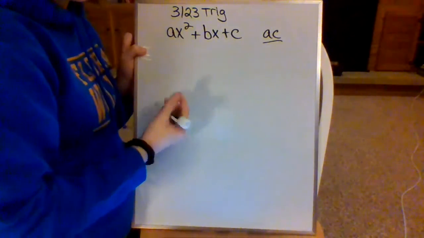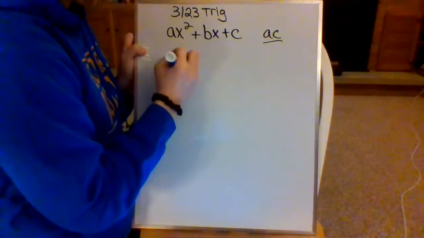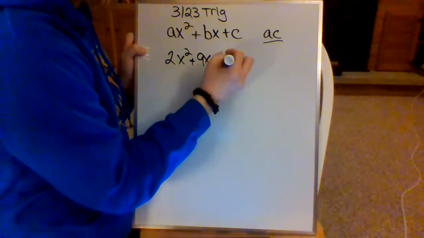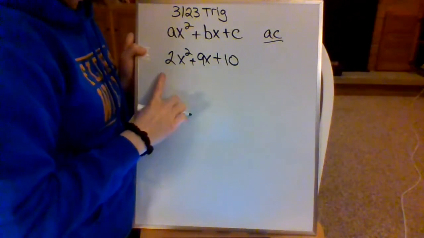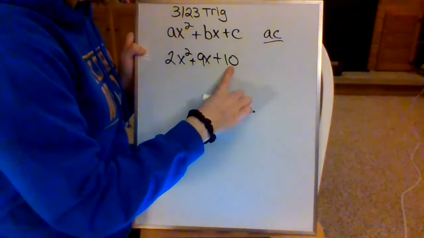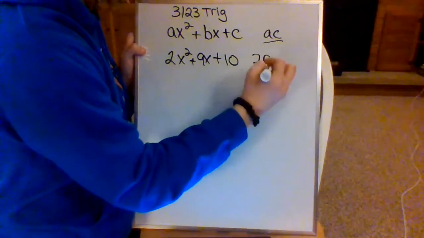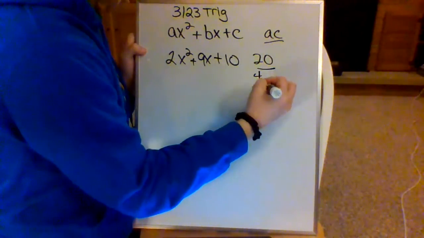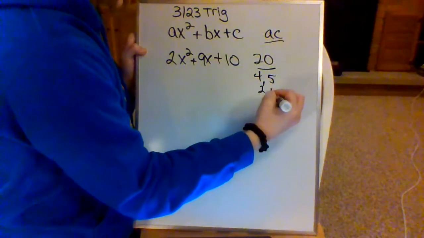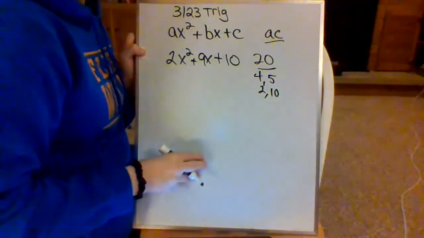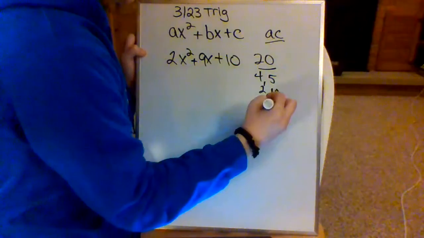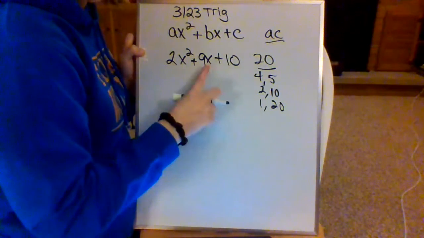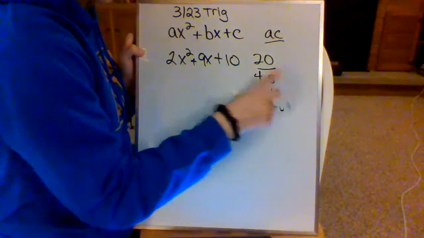Alright, so we're going to look at the first one: 2x squared plus 9x plus 10. First step is 2 times 10, which we know is 20. Okay, so what could you multiply to get 20? Well, we have 4 and 5, 2 and 10, 20 and 1. We want to pick the choice that adds together to be 9, and that would be 4 and 5.